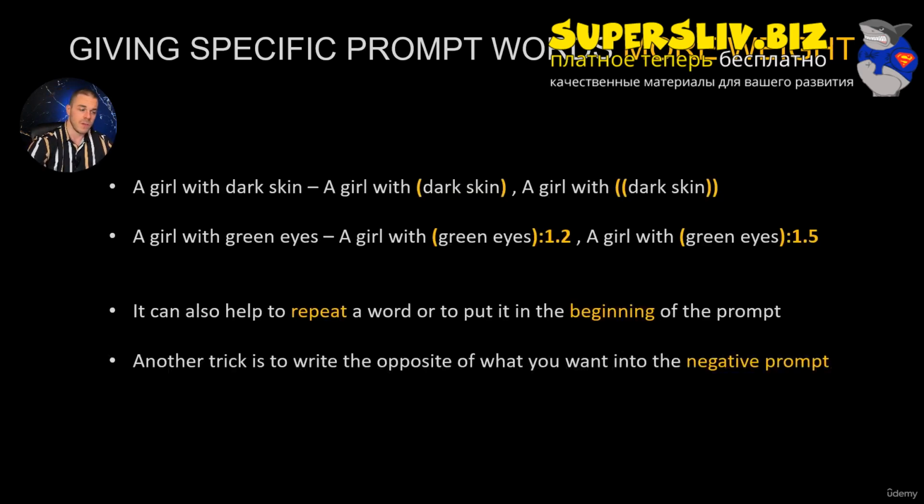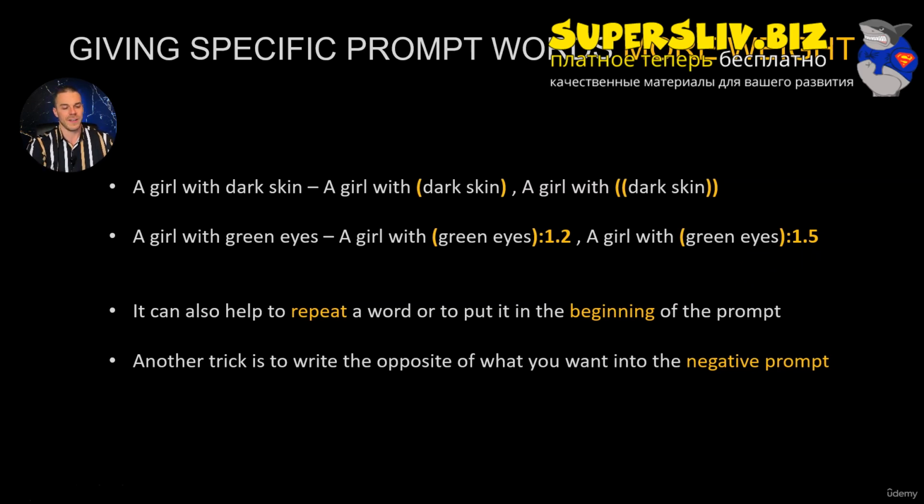Good. And the first thing you can do is to work with brackets. As you can see here, you could write a girl with dark skin, but you can also put dark skin in brackets or even 2 or 3 brackets. This will give this word more weight. You can also work with numbers. For example, if you put 1.2 or 1.5 after the brackets, this will also increase the weight of that word.